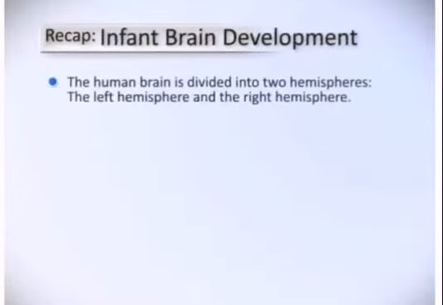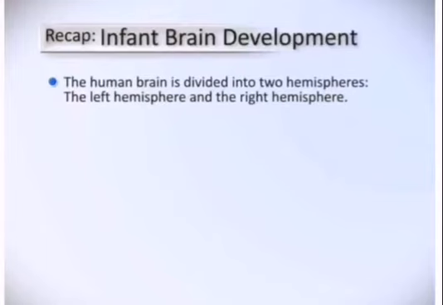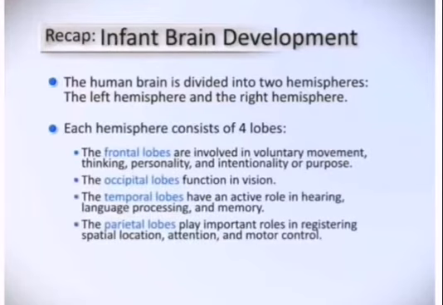Recap: infant brain development. The human brain is divided into two hemispheres, the left hemisphere and the right hemisphere. Each hemisphere consists of 4 lobes. The frontal lobes are involved in voluntary movement, thinking, personality, and intentionality or purpose. The occipital lobes function in vision.